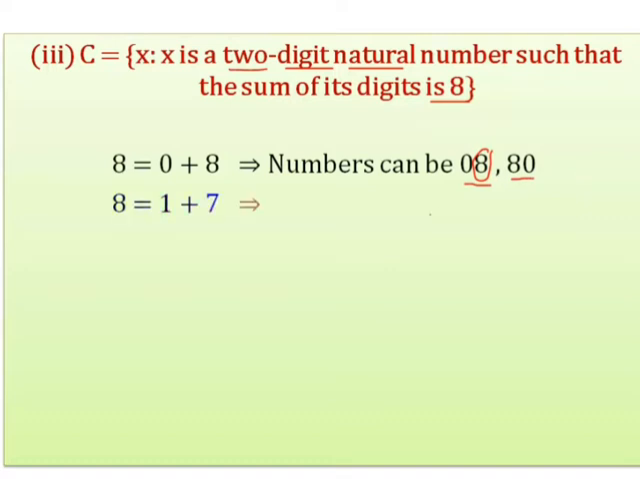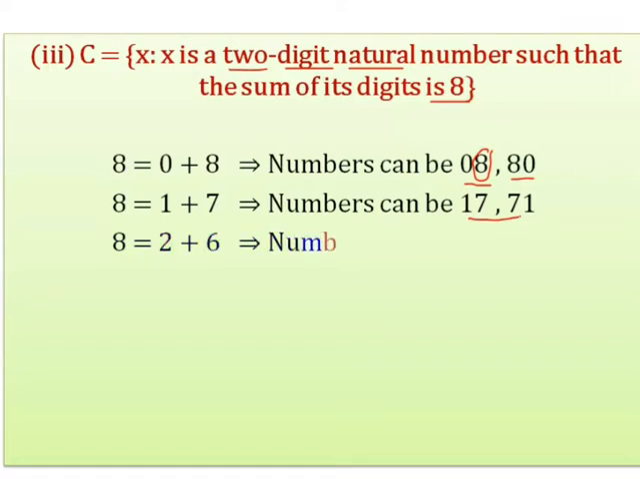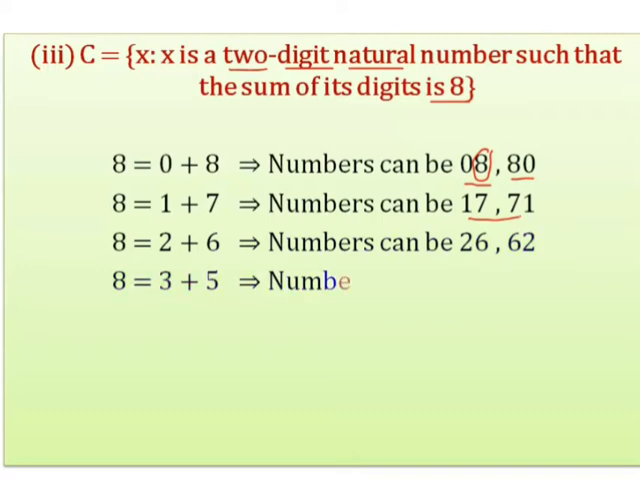So 8 can be written as 1 plus 7. If you add 1 and 7 it gives the answer 8. So we can write it as 17 and 71. 1 plus 7 you get 8, and 7 plus 1 you get 8. So these are the two ways we can write the 8. And 8 can also be written as 2 plus 6. So we can write it as 26 or 62. 8 can be written as 3 plus 5. So the numbers are 35 and 53.